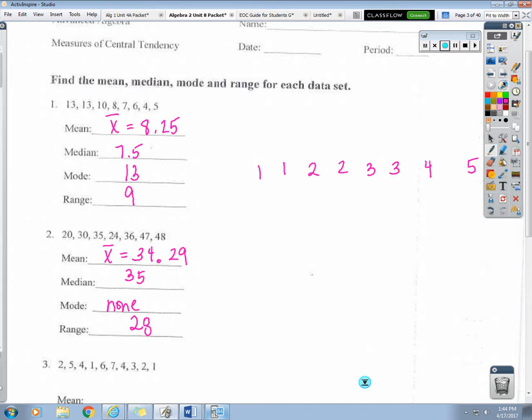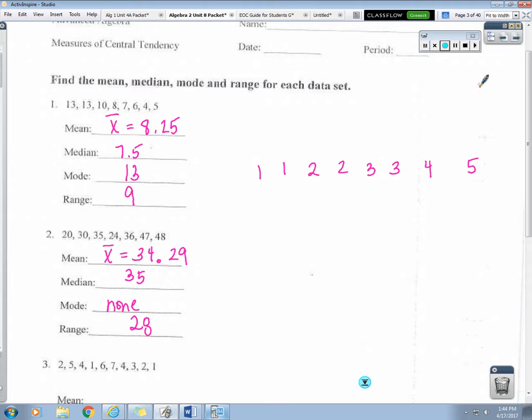What's the mode now? 1, 2, and 3 are the mode. What's the mode now? 1, 2, 3, and 4, because they occur more than 5 does. What's the mode now? Back to no mode, because now none of them occur more than the other. Yeah, if they all occur the same amount of times, it's no mode. Something has to occur more often than the others to create a mode.